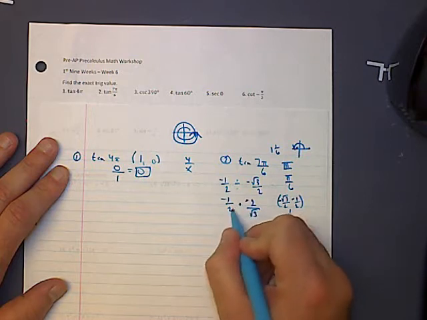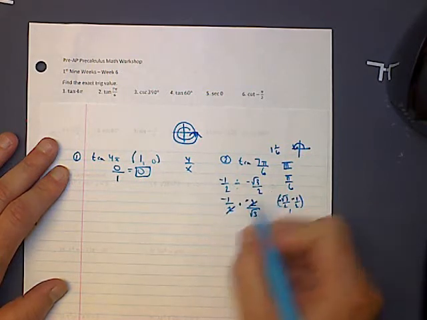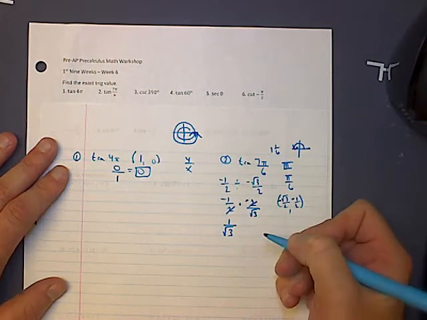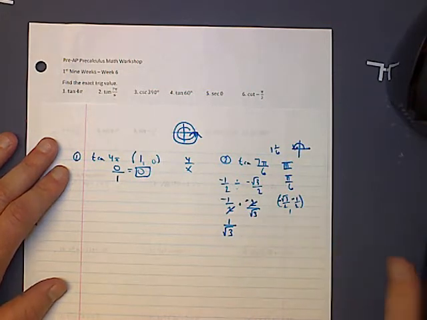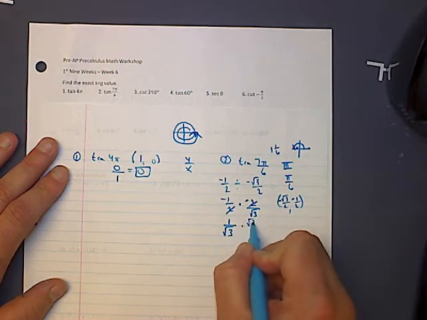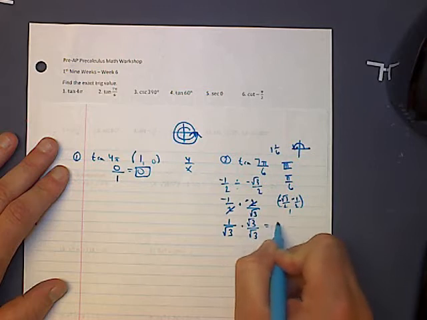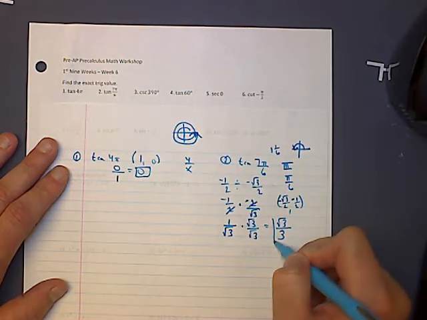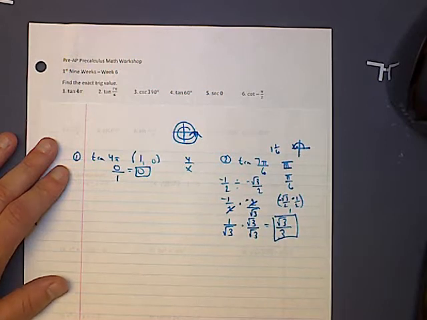These 2's cancel out, and a negative times a negative is a positive. I got 1 over square root of 3. I cannot submit an answer like that, so I need to rationalize. I'm going to multiply the numerator and the denominator by square root of 3. And I get square root of 3 over 3, and it is positive because a negative divided by a negative is a positive.